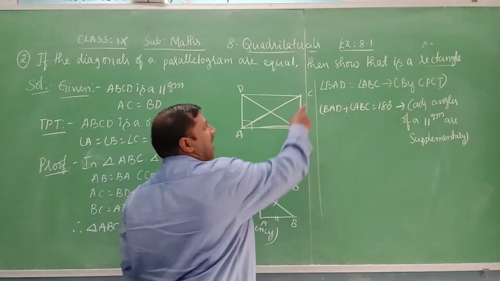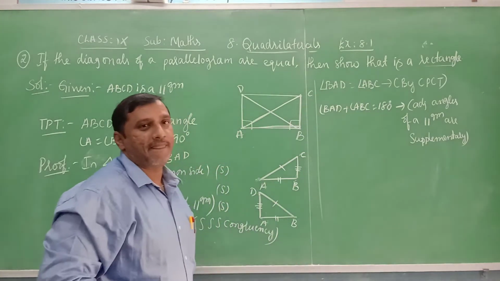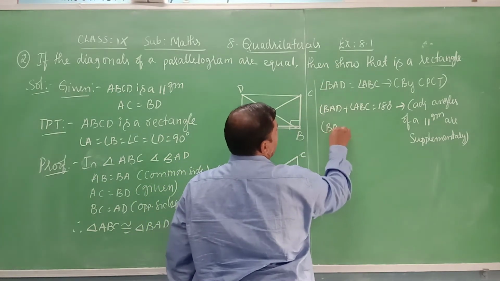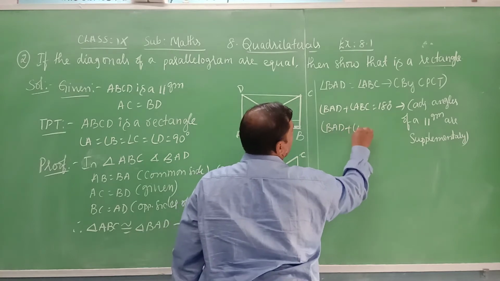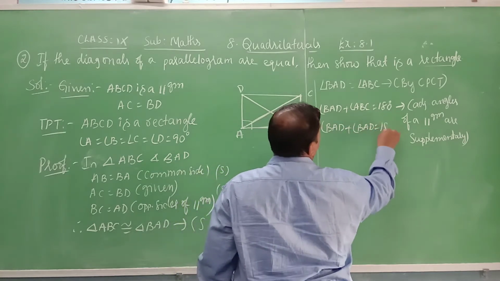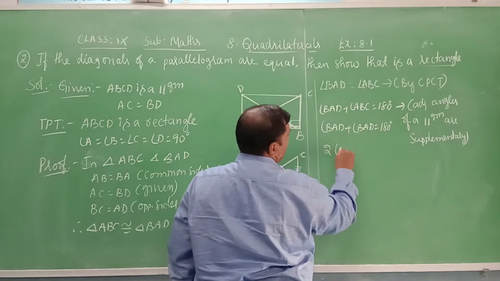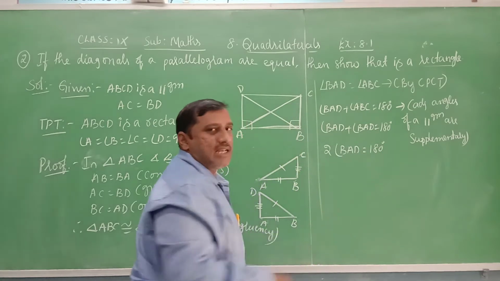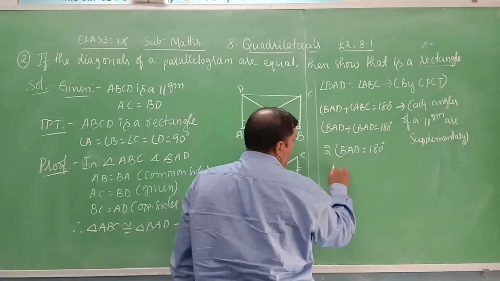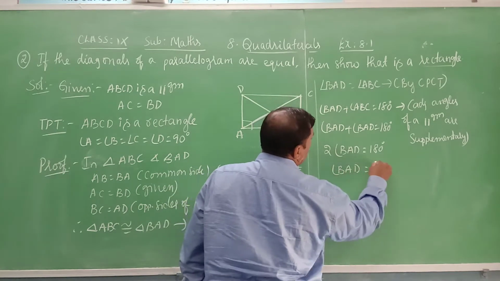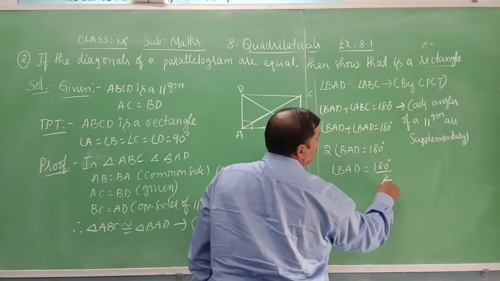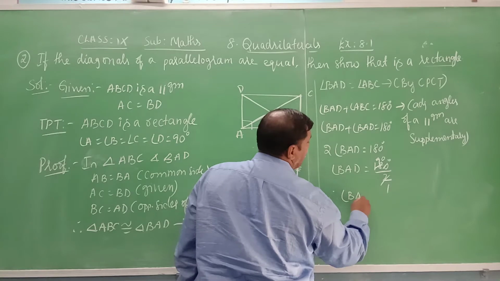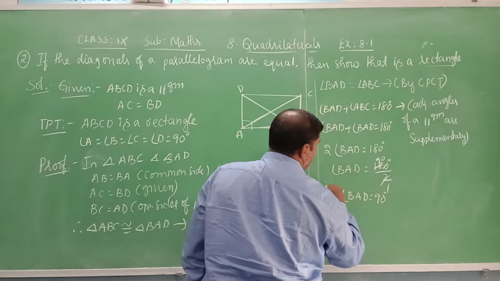Now we know angle BAD is equal to angle ABC. From this you substitute: angle BAD plus angle BAD is 180 degrees. 2 times angle BAD is equal to 180 degrees. Now angle BAD is equal to 180 degrees divided by 2. 2 ones are 2, 2 nines are 18 and 2 zeros are 0. Therefore angle BAD is equal to 90 degrees.